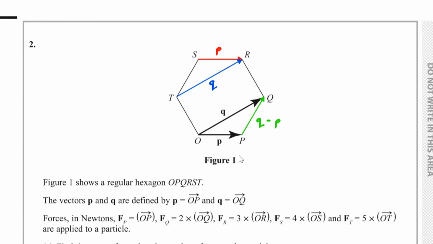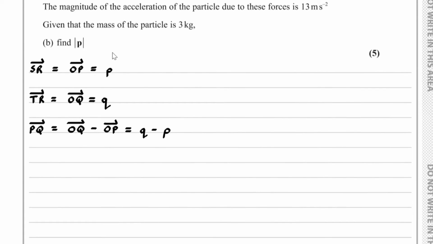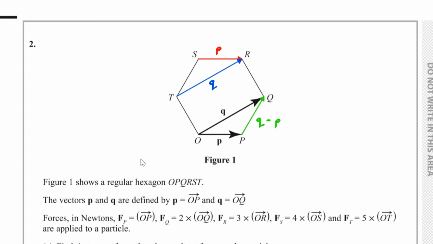And now, because PQ and TS are parallel, we can therefore say that the vector TS is equal to the vector PQ, which is equal to q minus p, which means this vector here is equal to q minus p.